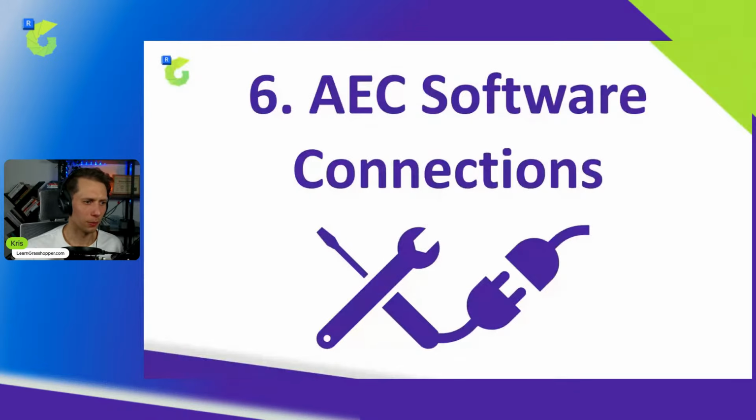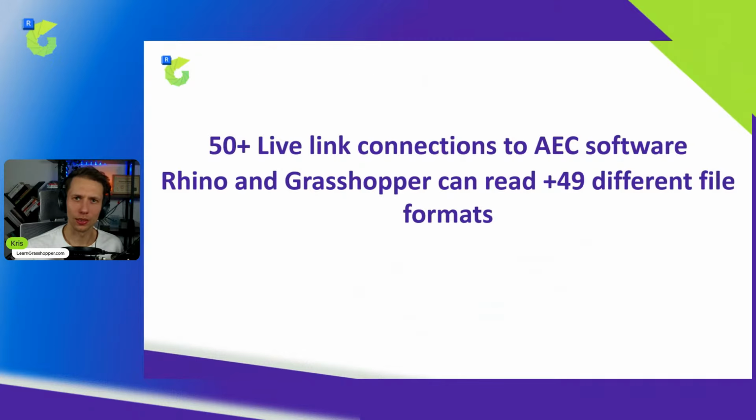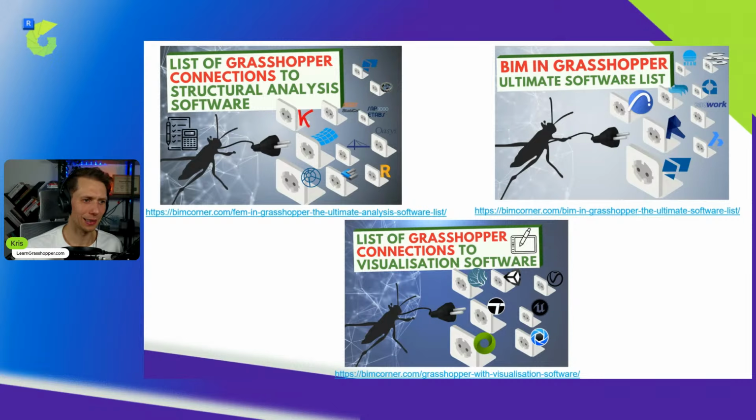So one of the problems was how to make exports and imports easier. Grasshopper is really great because we have 50+ live link connections with the AEC software, and Rhino and Grasshopper can read more than 49 different file formats. This opens lots of possibilities for importing and exporting. I made lists of the BIM software, the finite element software, and the visualization software that can be connected, and we are going to share this presentation with you.